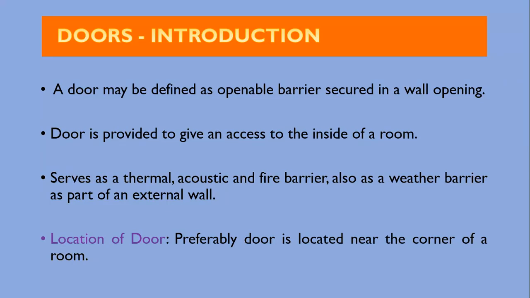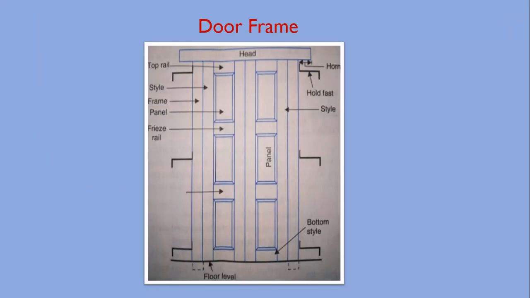Now, the location of the door. Where should a door be located? Preferably a door is located near the corner of a room. From the privacy point of view, it is the general practice that doors are located on one side of the room or in the corner of the room, so that the purpose gets served and privacy in the room and in the building is maintained. If the door is located in the corner, obviously there will be less view. If it is located in the center of the wall, in the center of the room, maximum view will be there, so the privacy of the room will get disturbed.